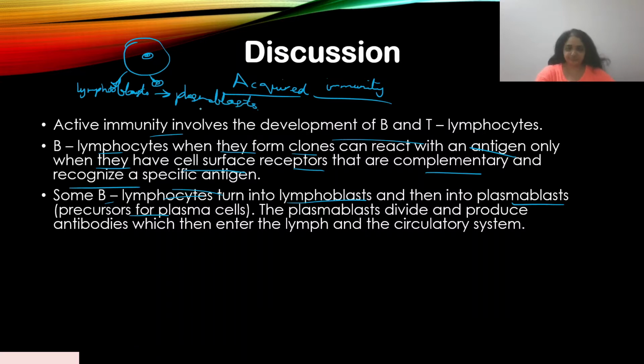Okay, now these plasma blasts divide and produce antibodies, which then enter the lymph and the circulatory system. So basically, plasma blasts then form plasma cells. The plasma blasts are the precursors for plasma cells, and then they produce antibodies, and these antibodies then enter your lymph and then the circulatory system.